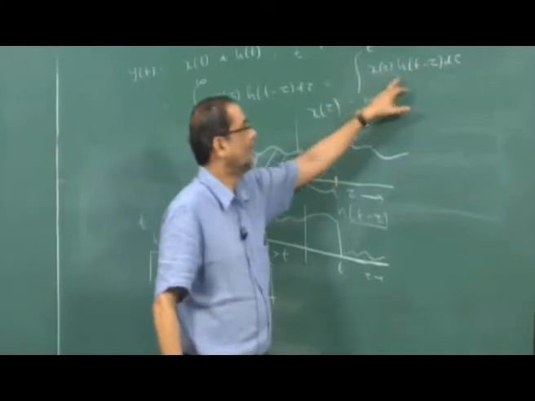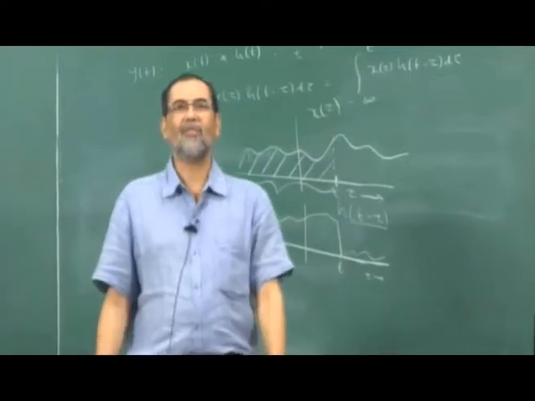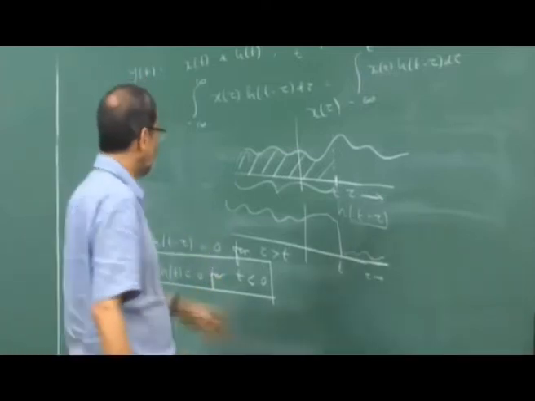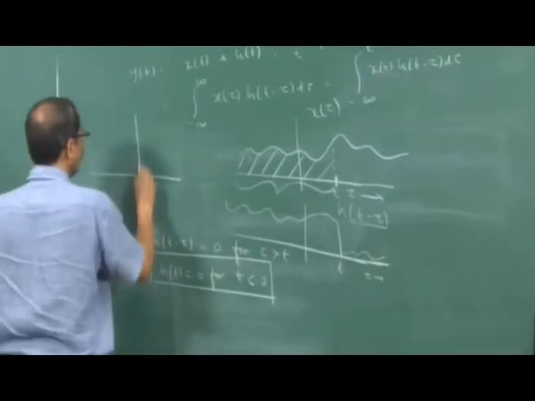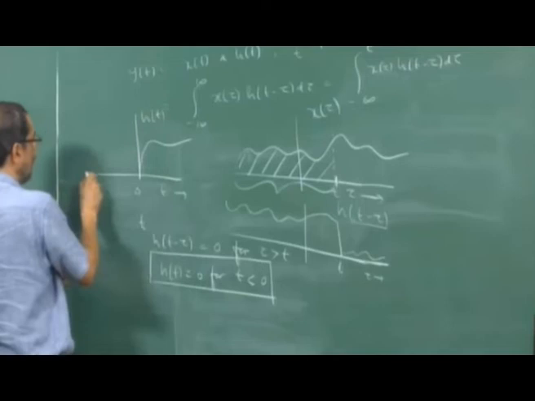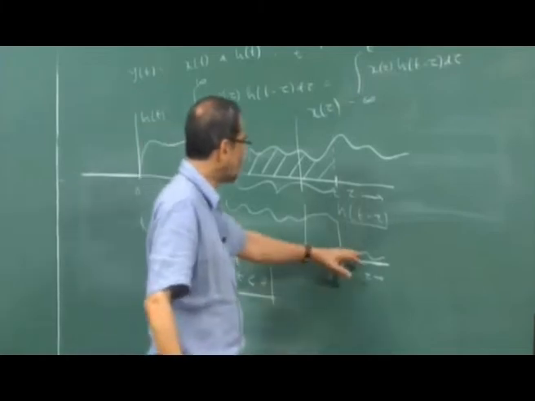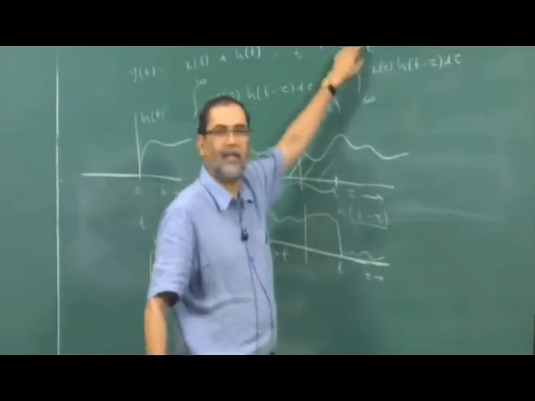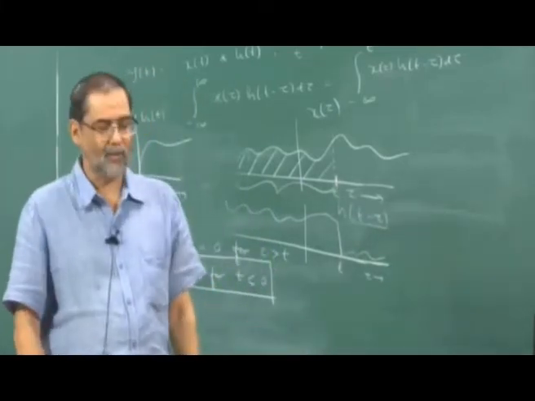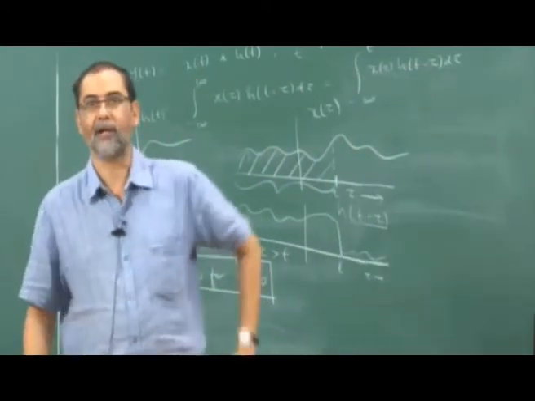So this means h is 0 for negative values of t. On this side, h of t is defined only for 0 and beyond, and on the left side it is equal to 0. This will ensure this property, and so the upper limit of integration can only be t, and it will not violate the requirements of causality. So one more result, and then we are ready to take another break.